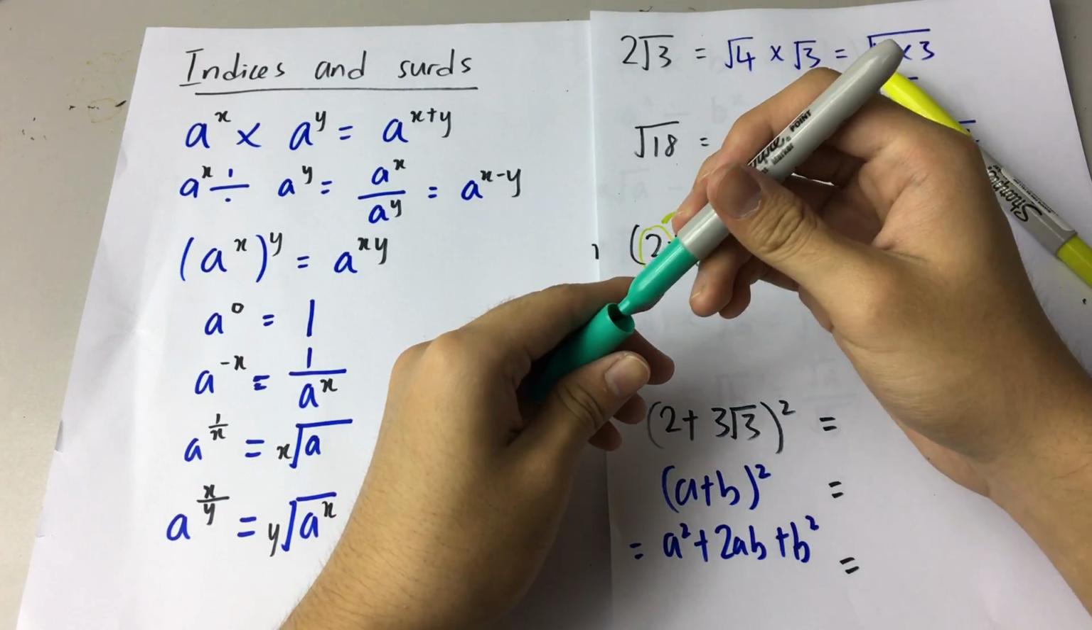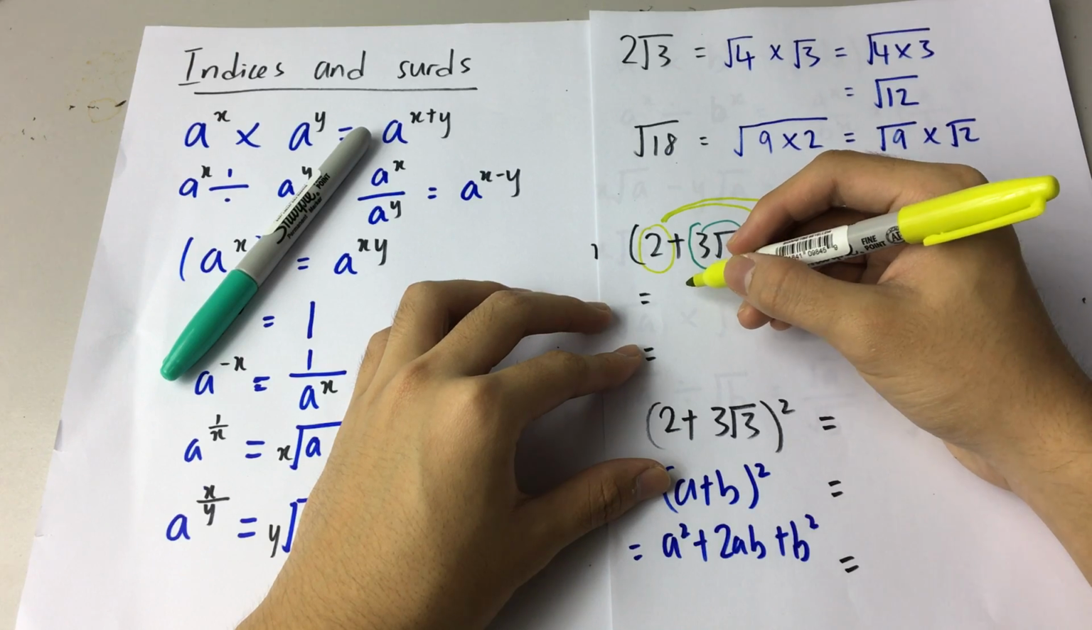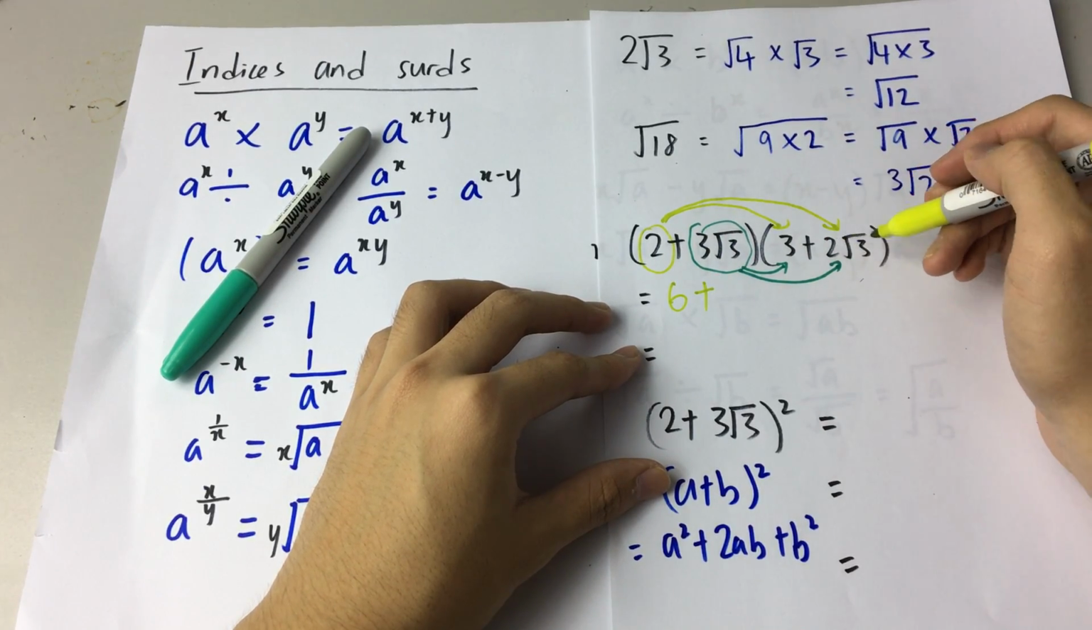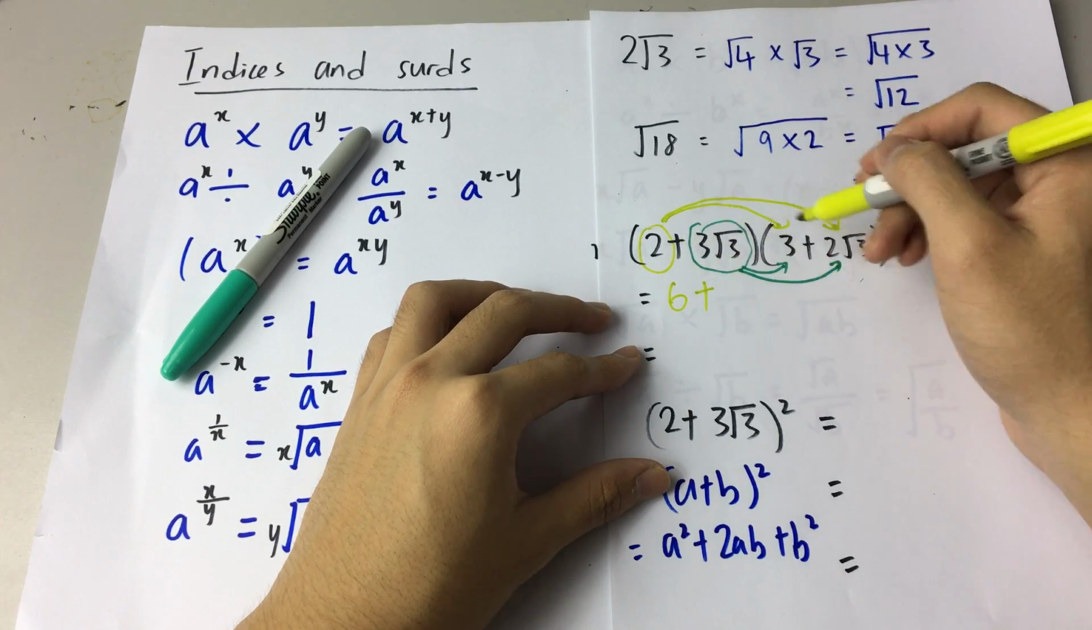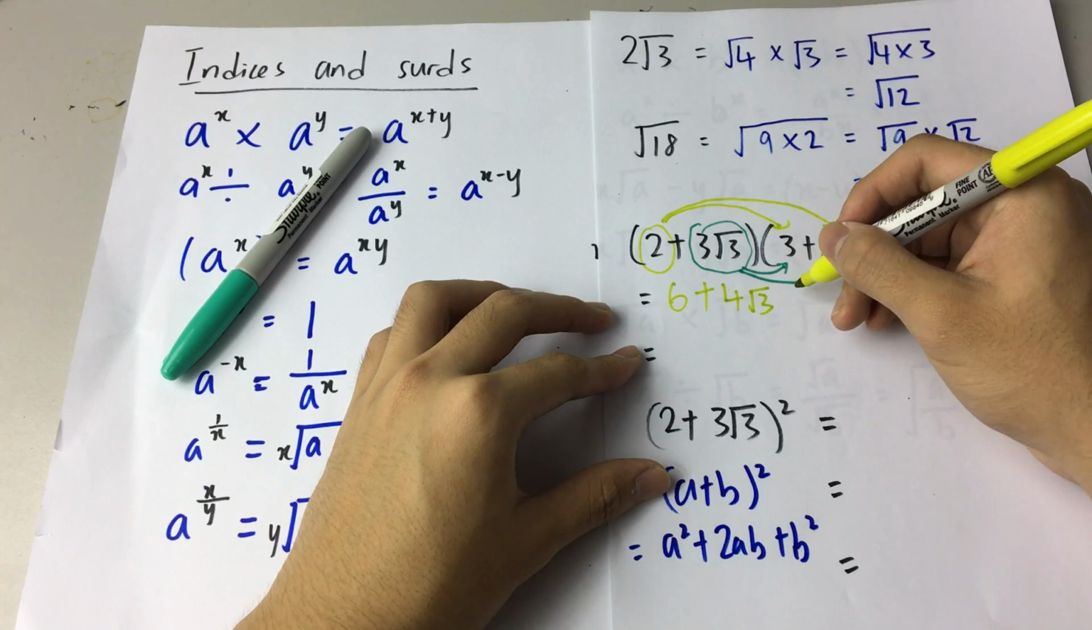Okay, it's easy to times. First thing, 2 times 3 you get 6. Okay, 6 plus 2 times 2 root 3. So we just multiply the 2 and 2 together, so we get 4 root 3. Leave the root 3 there.